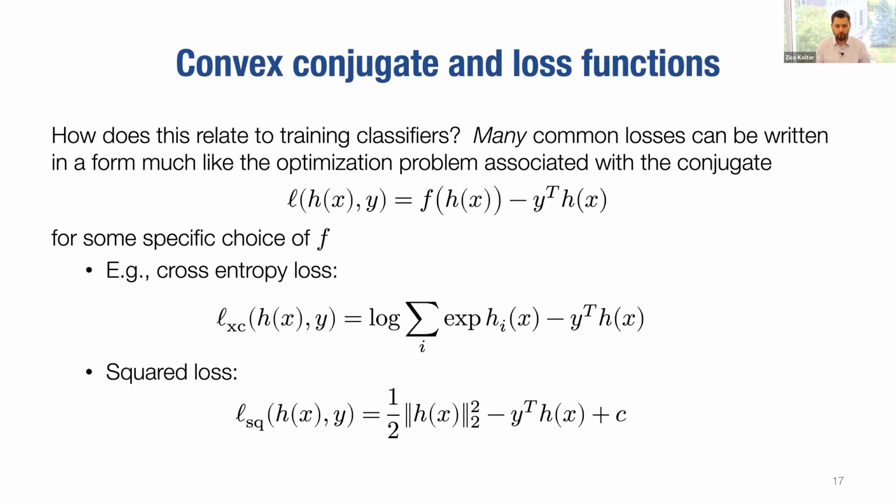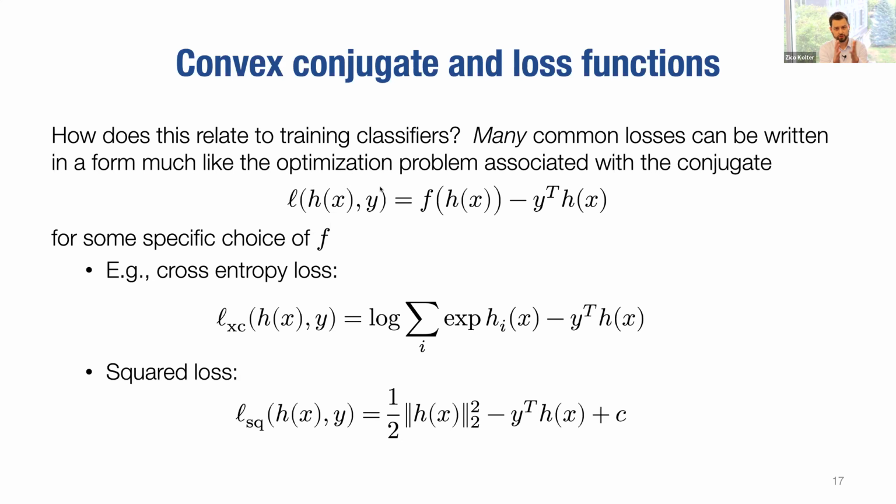Now, how does this relate to training classifiers? This seems like I'm taking a really bizarre detour, right? But it turns out that the loss functions we use to actually train deep networks are all expressible in a way that essentially mirrors the optimization problem associated with the convex conjugate. What I mean by that, in a bit more detail, is that typically the loss functions we use in machine learning are some measure of the difference between our hypothesis h and our true labels y, right?